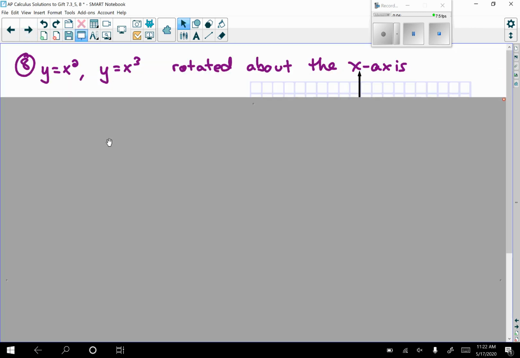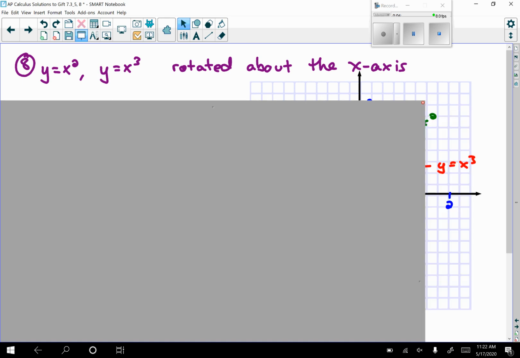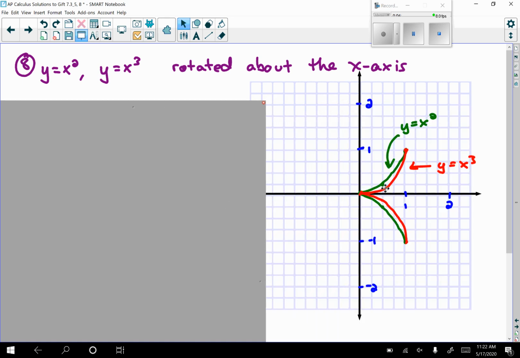Okay, looking at number 8, we're back to rotating about the x-axis. Now very carefully, these are both very close looking curves, so we want to be very careful when we go to graph this. So if you notice, what I have in green is y equals x squared, and what I chose, because they both intersected x equals 0 and x equals 1, was x equals 1/2.